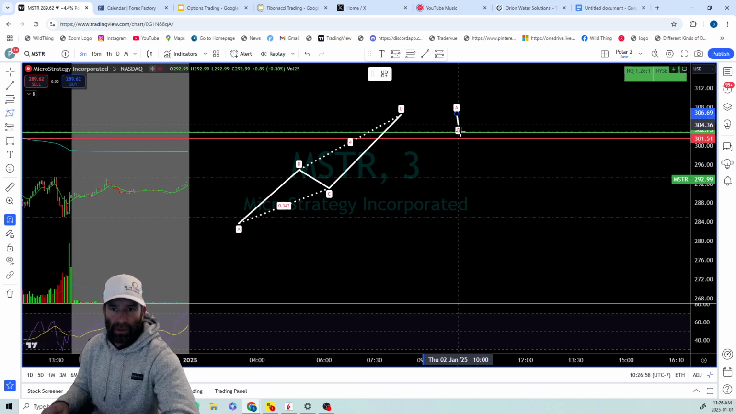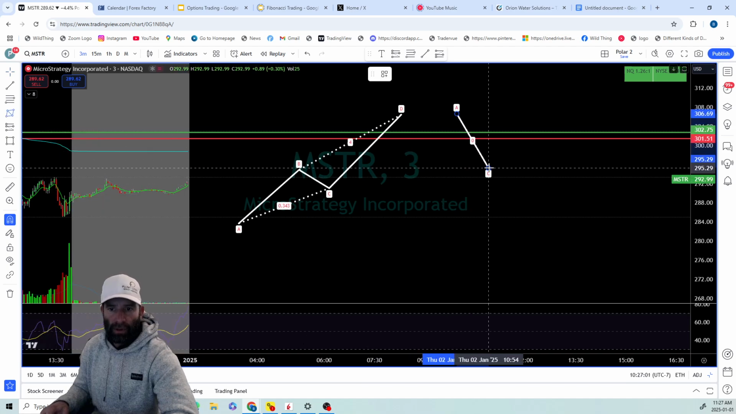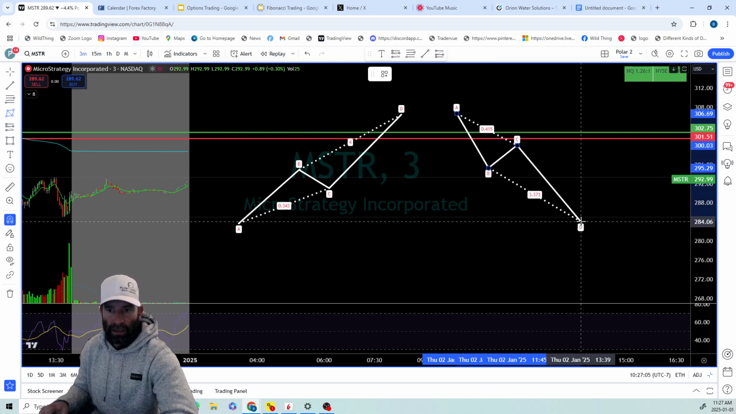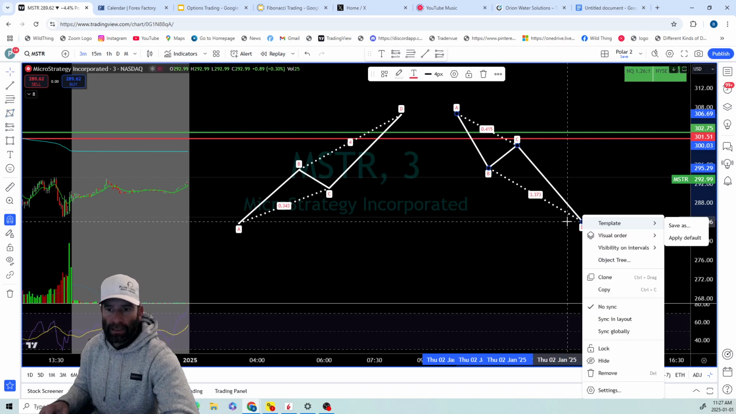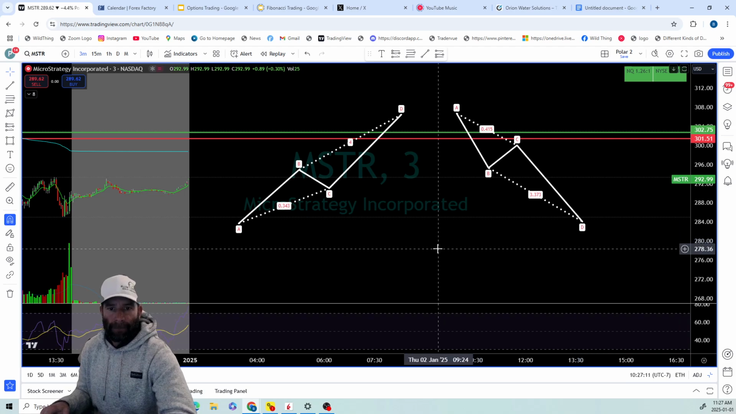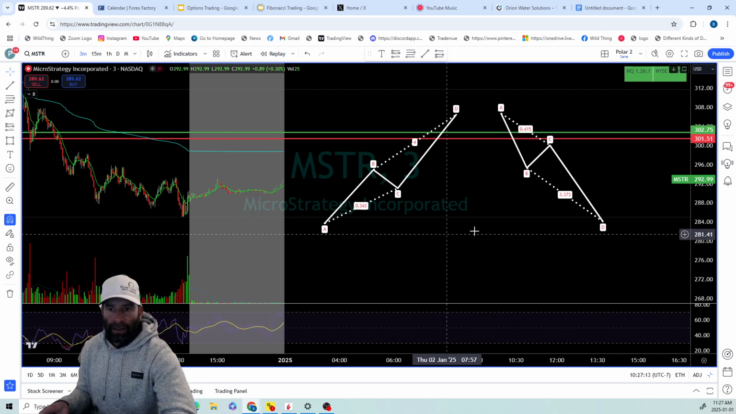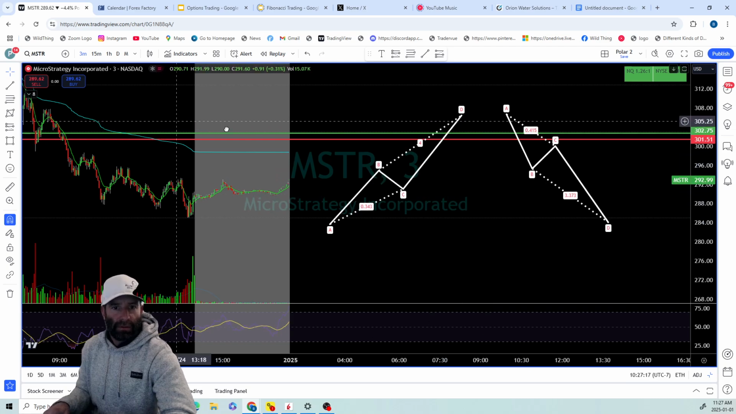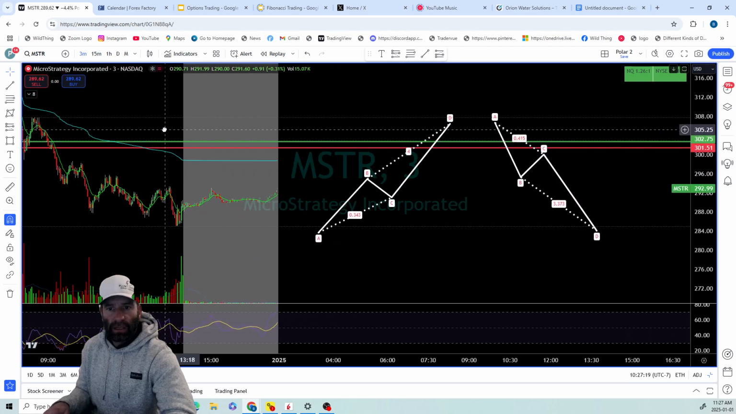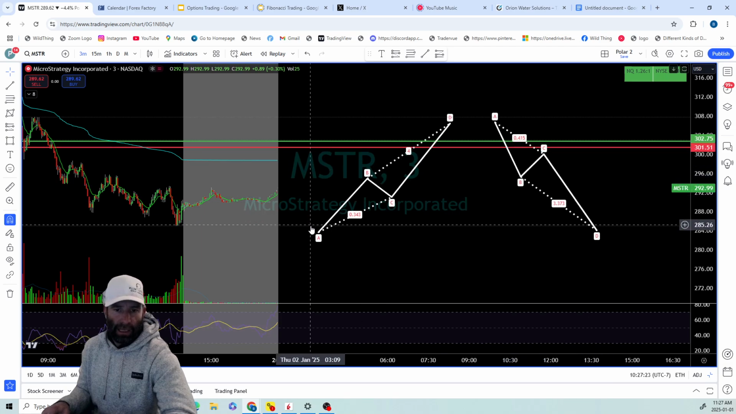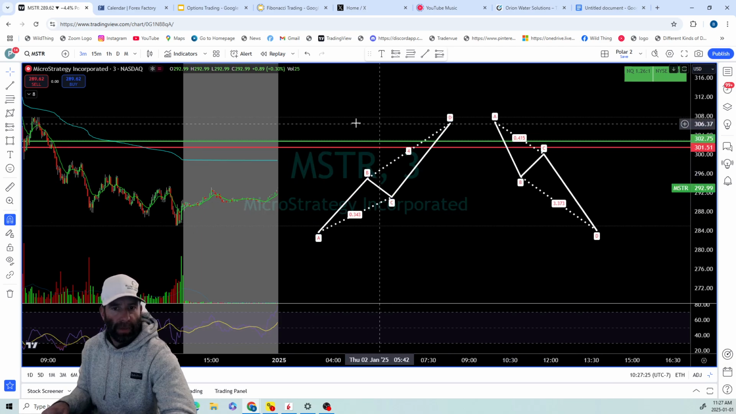We have an impulse move lower from A to B, followed by a pullback to point C, followed by a continuation move down to point D. And that's really how simple it is. So I've been trading to the short side. We've got the short side over here. This is the bear pattern. And we've got the bulls over here. This is the long pattern.